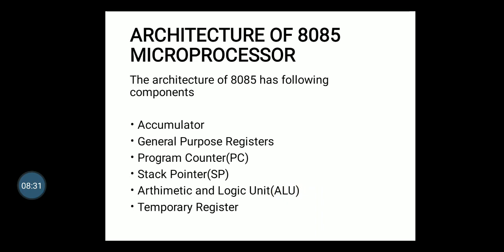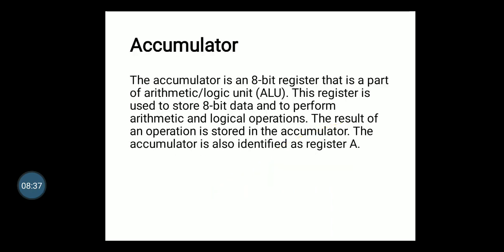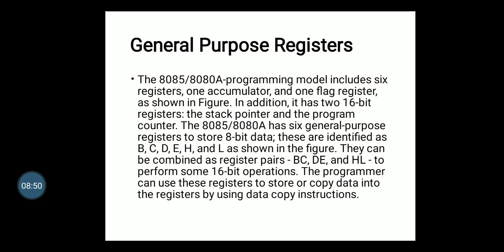Next one is the architecture. So these are the architecture components present in the microprocessor. Accumulator. The accumulator is an 8-bit register that is part of the ALU. So it is used to store 8-bit data and to perform arithmetic and logic operations. Next one is the general purpose registers. We have B, C, D, E, H and L. They can be combined as pairs like BC, DE and HL.